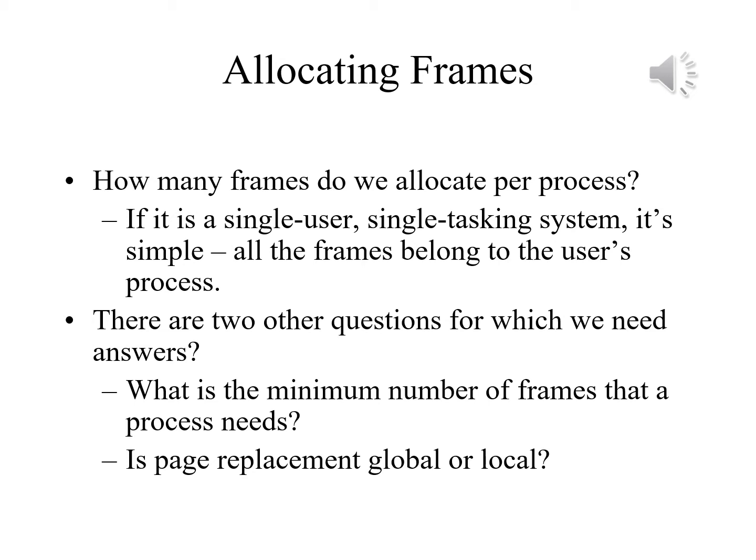First, we need to address two important questions. How many frames must each process have? We know that there is an actual minimum number of frames. We'll take another look at that in a moment. We also need to know if frame allocation is global, from a system-wide pool of available frames, or local, from a pool of frames available only to this process.